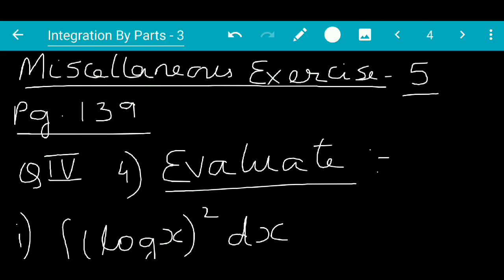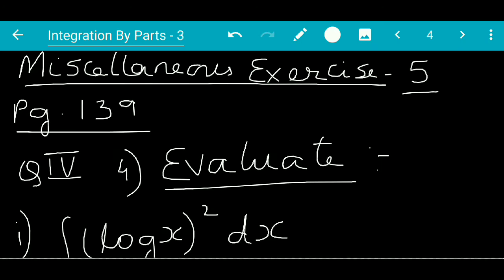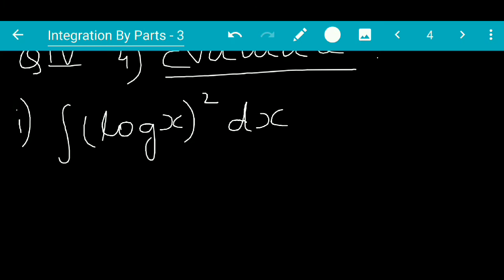In question number 4, that is evaluate. The first sum here is the integral of log x the whole square dx. Now, seemingly there seems to be only one particular term over here, and the integral of log x has not been defined. Yes, we know the derivative of log x, which is 1 upon x, but the integral of log x is not yet defined, and therefore we have to integrate this function by parts.